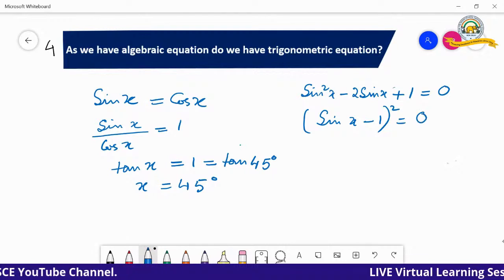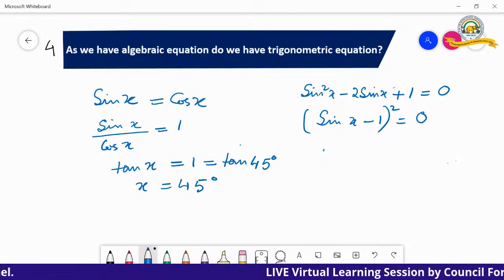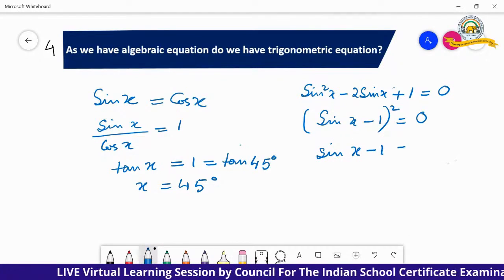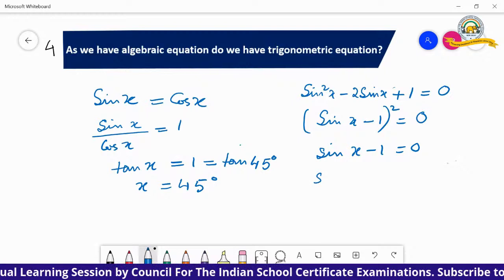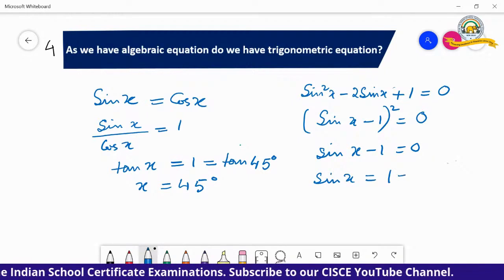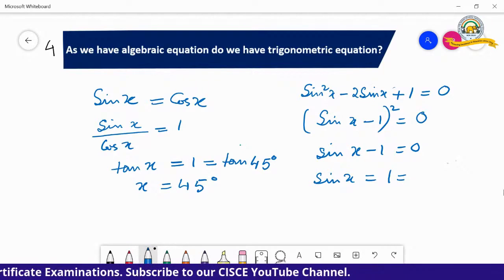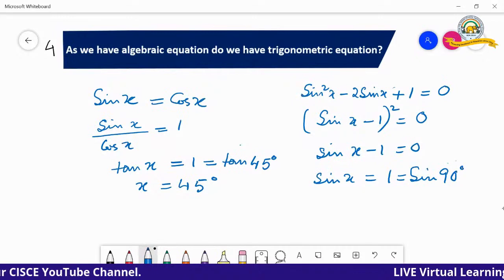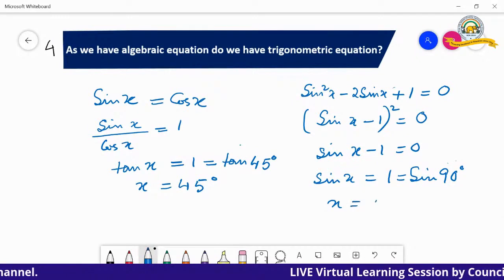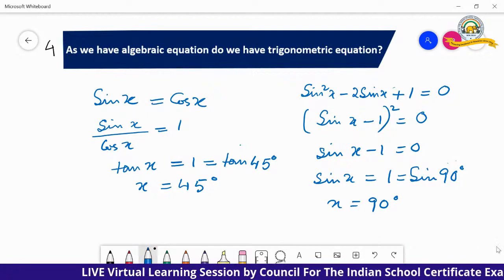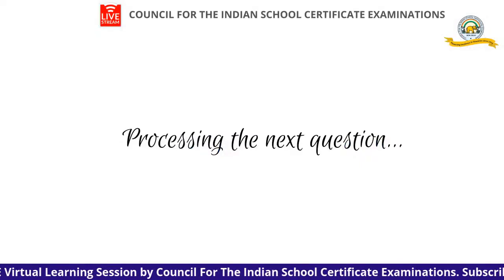This is an equation. So from the equation, you know how to solve an equation. Sin x minus 1 equal to 0. Sin x is equal to 1. And when is sine of an angle 1? That is when sin of 90 degrees, we know, is 1. So therefore, x is equal to 90 degrees. So that is done. So we have solved a trigonometric equation also.